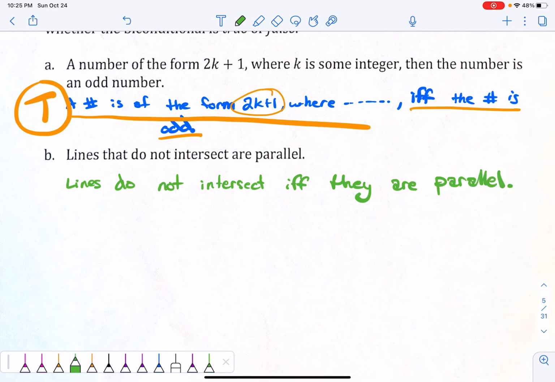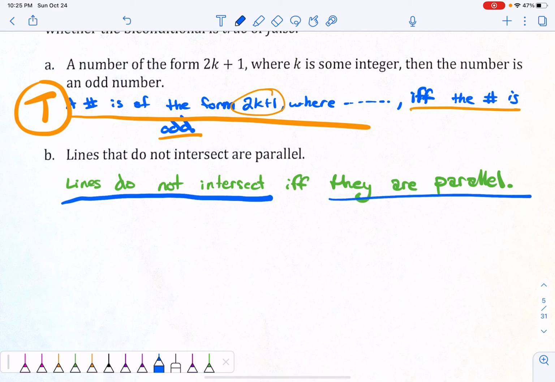Okay, let's start with the backward one. If lines are parallel, then they do not intersect. True? Yes. If lines are parallel, then they do not intersect. That part's true. Okay, now let's go the other direction and say if lines do not intersect, then they are parallel. If lines don't intersect, then they are parallel.